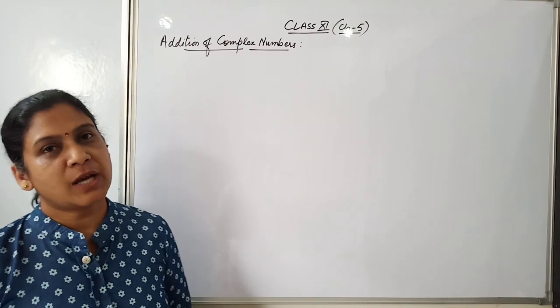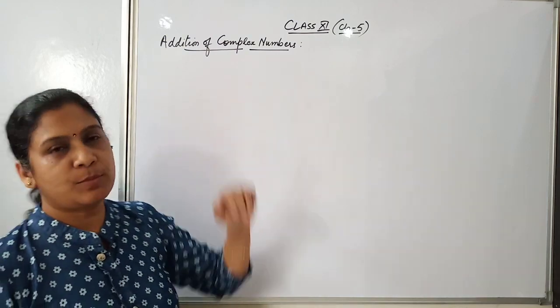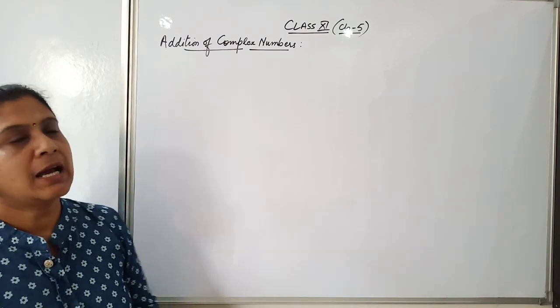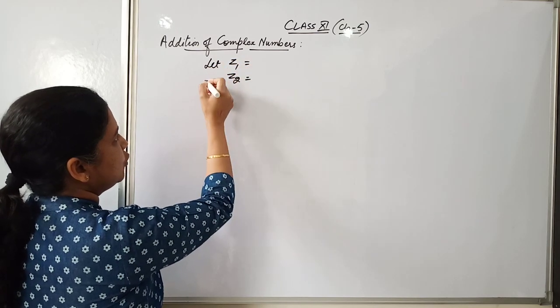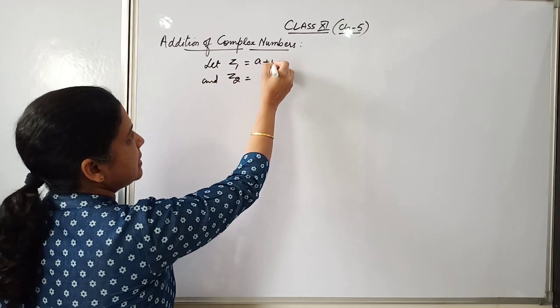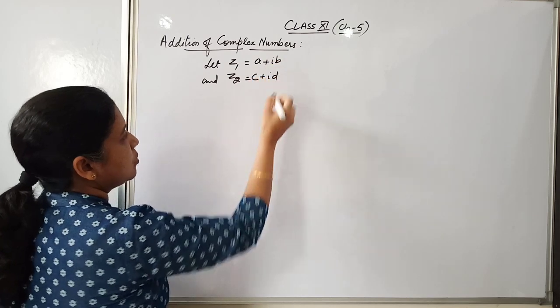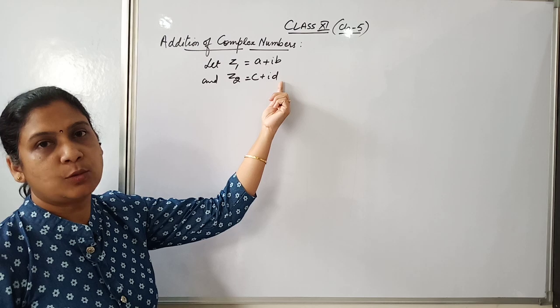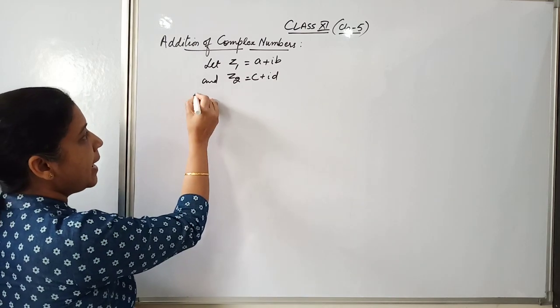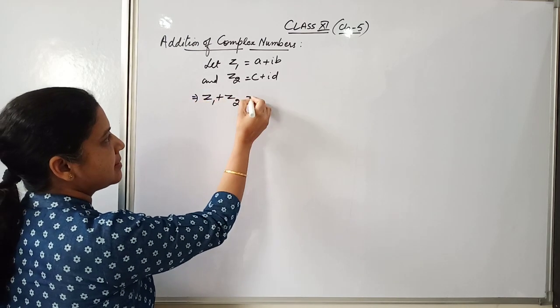Today in this video we are going to learn about addition of complex numbers. Supposing we have two complex numbers z1 and z2. I am taking the standard complex numbers. So z1 is equal to a plus iota b and z2 is equal to c plus iota d. Then how to add these two complex numbers?